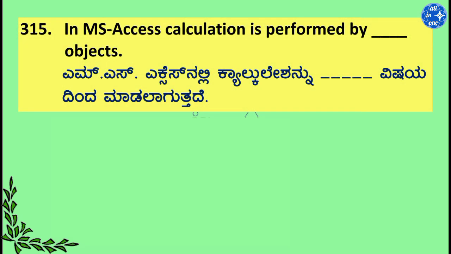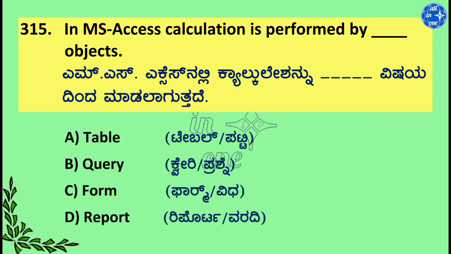Question: in MS Access, calculation is performed by dash objects. Option: table, query, form and report. Right answer is table.